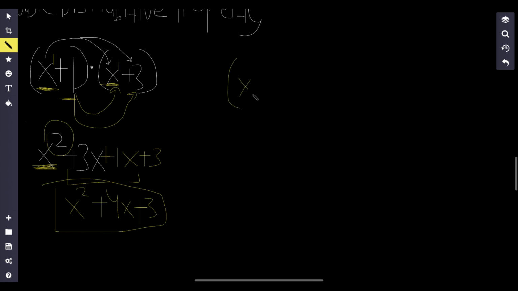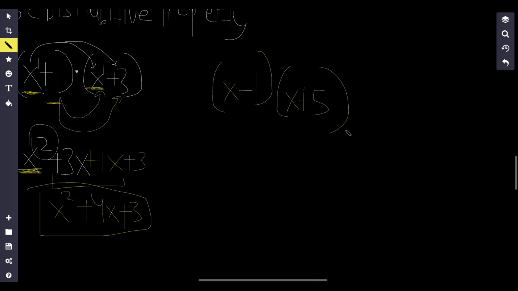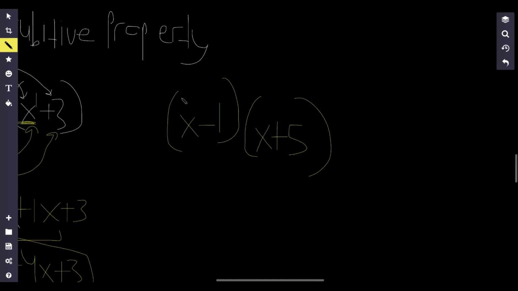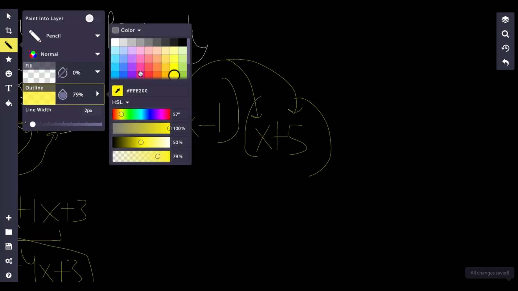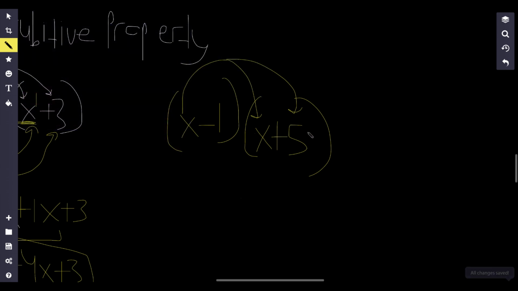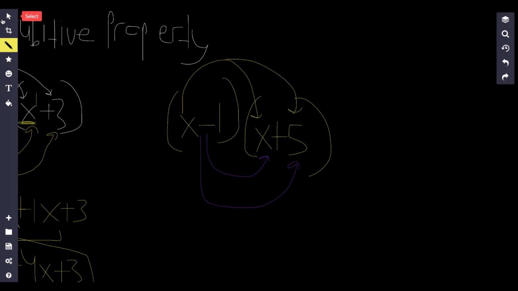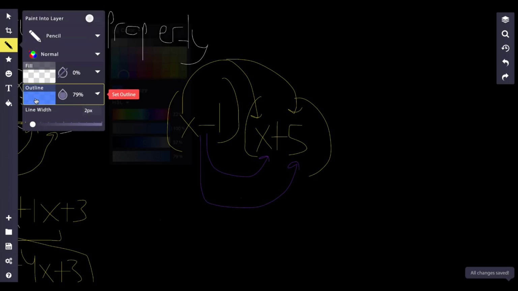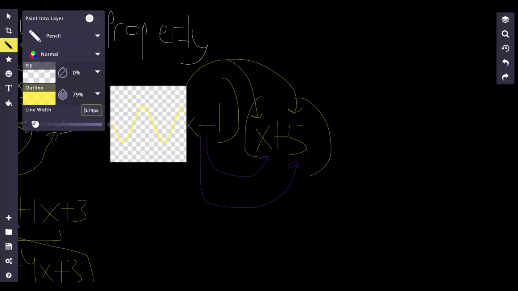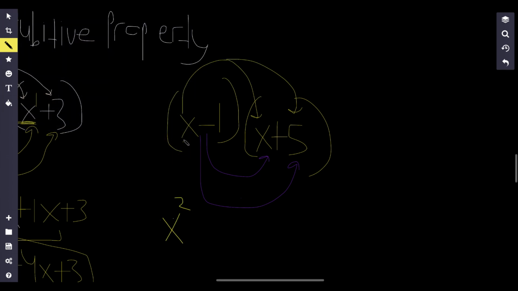Let's do another example. If I have x minus 1 times x plus 5, you're going to use the double distributive property. So actually, let me just draw the arrows first. First, you're going to distribute the x's, and then you're going to distribute the -1 to both of these terms. So x times x gives you x squared. And wow, these are horrible colors. I'm just going to stick with yellow. Okay, x squared. X times 5 gives you 5x.